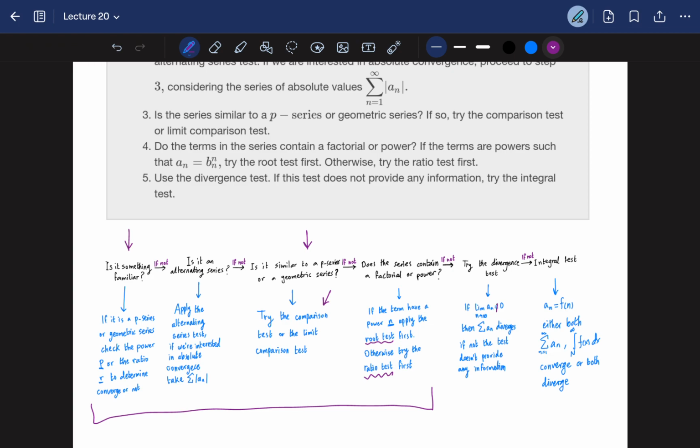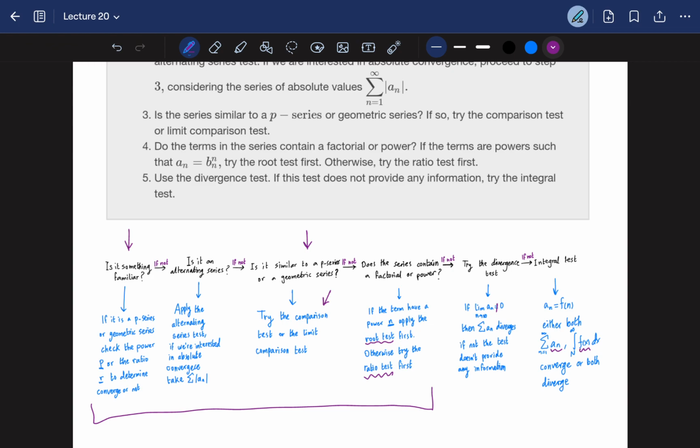Then the last step that you go to is the integral test. The integral test is when you take the integral of what's inside of your series as a function, and then calculate the integral as an improper integral, which we already know how to do using limits. If the integral converges, then the series converges. If the integral diverges, then the series diverges, and so on.